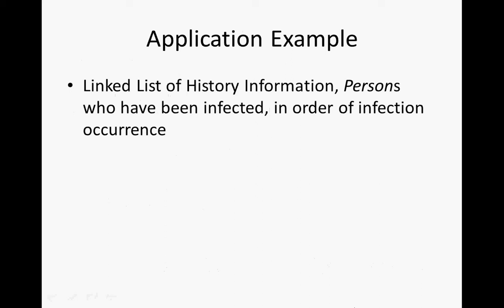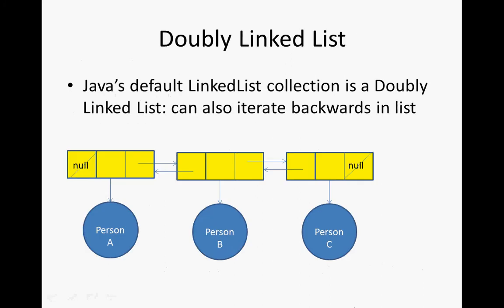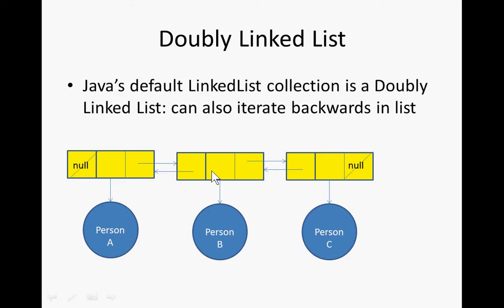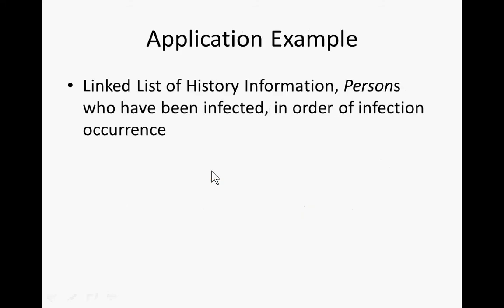Maybe I have, for a given person, history information on the persons they've infected in order of infection occurrence over time. I might just add these on to a linked list over time, and it would sort of record this information. So when I first get infected, do it like this. And I don't know if I'll ever infect someone again, but the first time I'll record it here, and then maybe I infect someone again, so we'll create another one and do that, and another one and do that. Now, in that case, maybe the linked list you use, because you're just adding to the end. You don't really need to remove things in the middle that frequently, but you could do it as well with a linked list, okay?